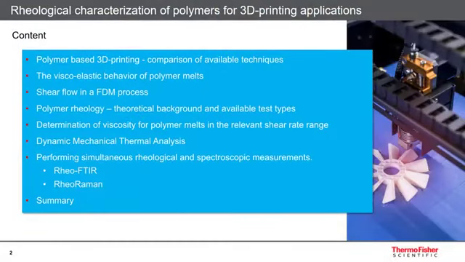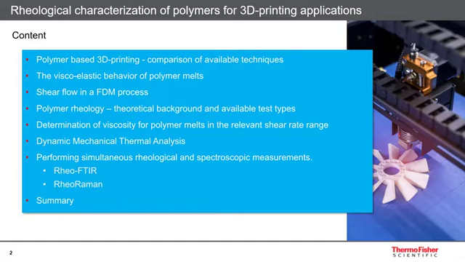So let's have a closer look at the content. I will cover the topics that are shown here, and I will start with some details about polymer-based 3D printing, and I will show the two main techniques used for that. Then I will move on and talk a little bit about polymers in general and their specific flow and deformation behavior. We will have a closer look at the shear conditions in the FDM process, and after that I will provide some theoretical background on how polymer fluids are usually tested for their rheological behavior.